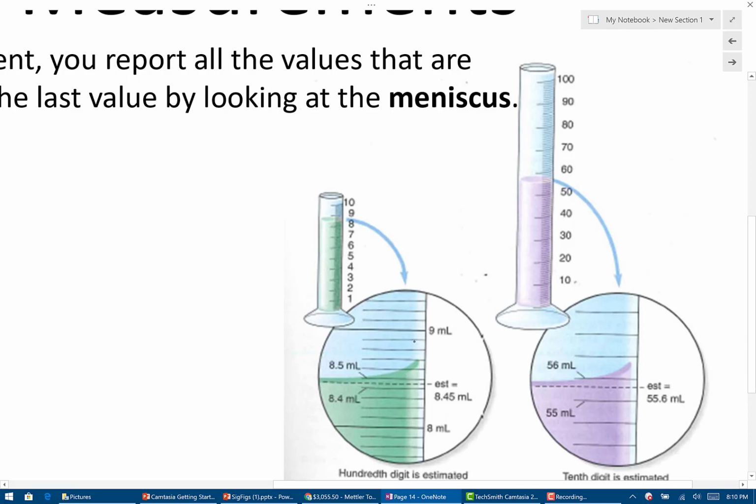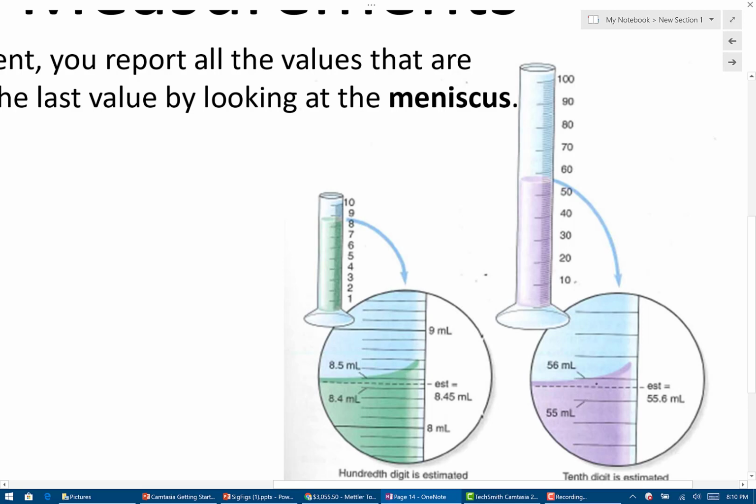Now compare that to the graduated cylinder on the right with the purple liquid. Notice you have a hash mark here at 55 and another one here at 56. We don't have those little hash marks in between to mark off the tenths place. This is a less precise graduated cylinder, so a less precise measuring tool.